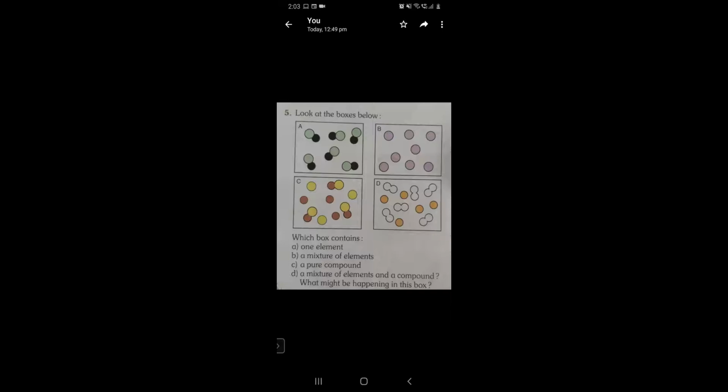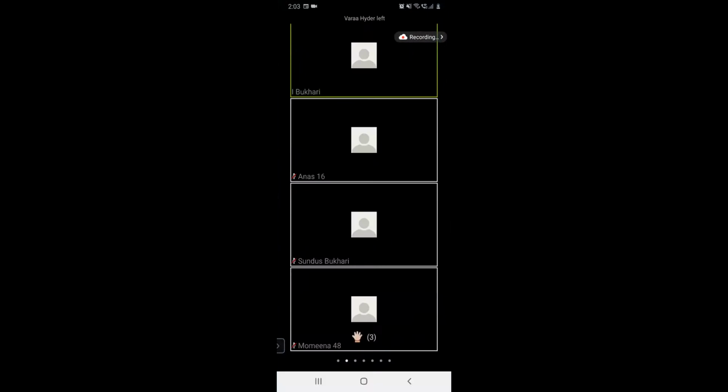Now look at the boxes below. Which box contains one element only? Now look at box A. Now let's look at all the boxes together. Box A, look at box A. What sort of small particles does it have? Are all the particles same? That's my question. Are all the particles same? Who's gonna answer?